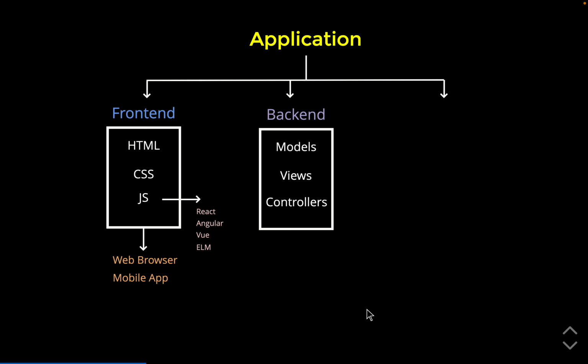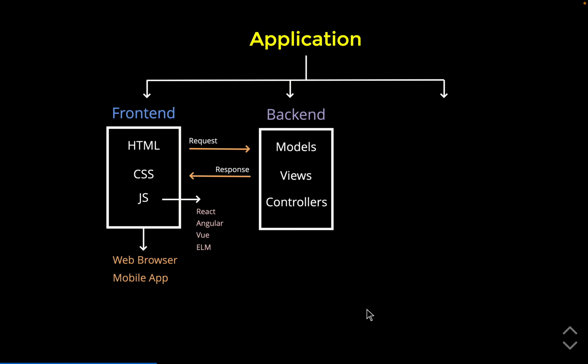Normally what happens is the user who is using your web browser or your mobile application is going to send a request, and this request is going to be received by our backend. Our backend is going to process that data and send a response back to the front end. Now this response is again rendered on your web browser or a mobile application, depending on the kind of device that you are using.